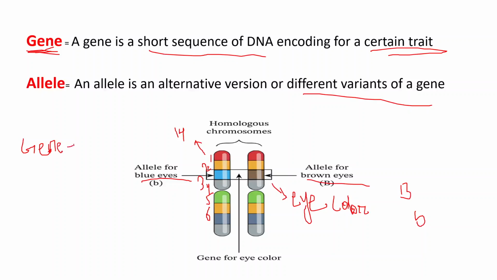Some characteristic is called a gene, and this gene is constituted by alleles, or you can say it is the alternative form or different variant of the gene. So here blue eyes and brown eyes are the different forms of the eye color. So this is the gene and allele.